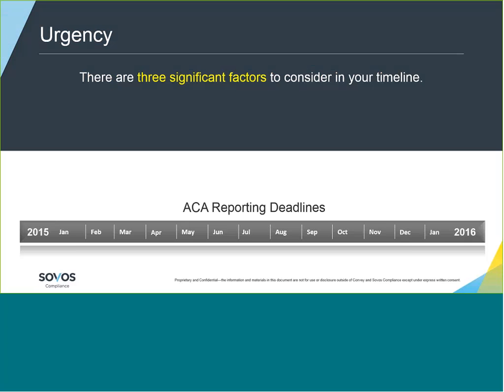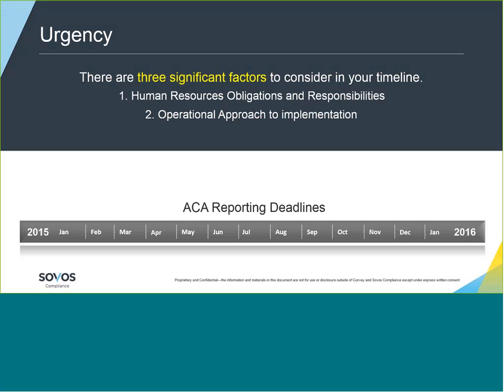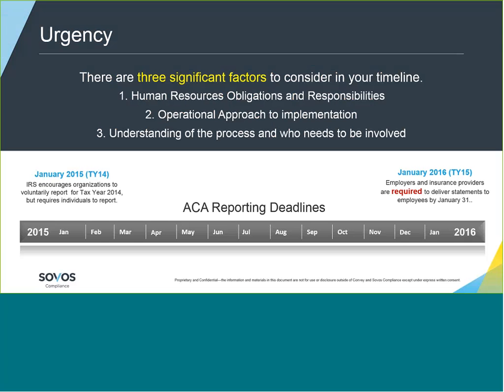So there are really three significant factors that we need to consider in the timeline here at the end. First thing we need to look at is the human resource obligations and responsibilities because, as luck would have it, none of your additional responsibilities have been removed from your plate. We also need to take a look at an operational approach to implementation. This is a software solution, and even in working with Sovos, it is going to be a software solution, which means we need to figure out how we implement, and then understand the process and who needs to be involved. Earlier this year, January of 2015, the IRS was encouraging everybody to voluntarily report.